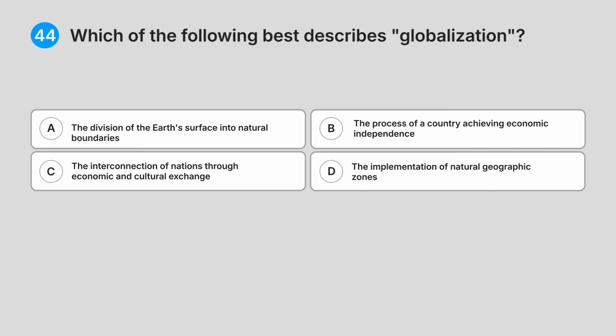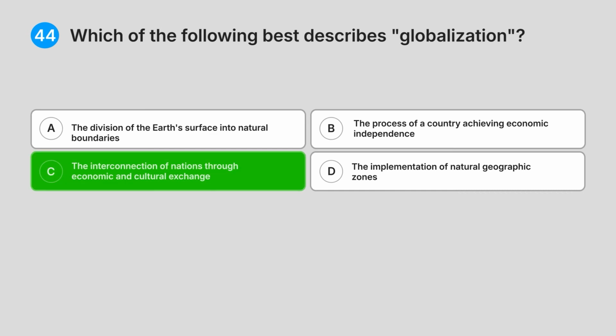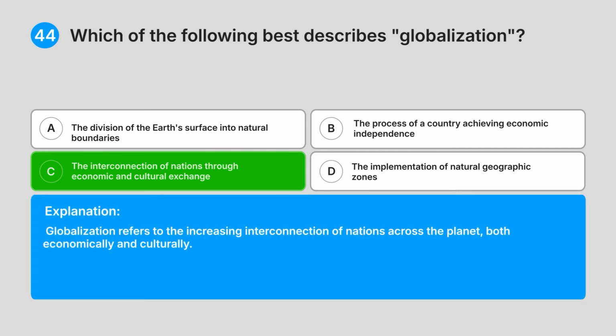44. Which of the following best describes globalization? A. The division of the Earth's surface into natural boundaries. B. The process of a country achieving economic independence. C. The interconnection of nations through economic and cultural exchange. D. The implementation of natural geographic zones. What do you think is the answer? Correct answer. C. The interconnection of nations through economic and cultural exchange. Explanation. Globalization refers to the increasing interconnection of nations across the planet, both economically and culturally.